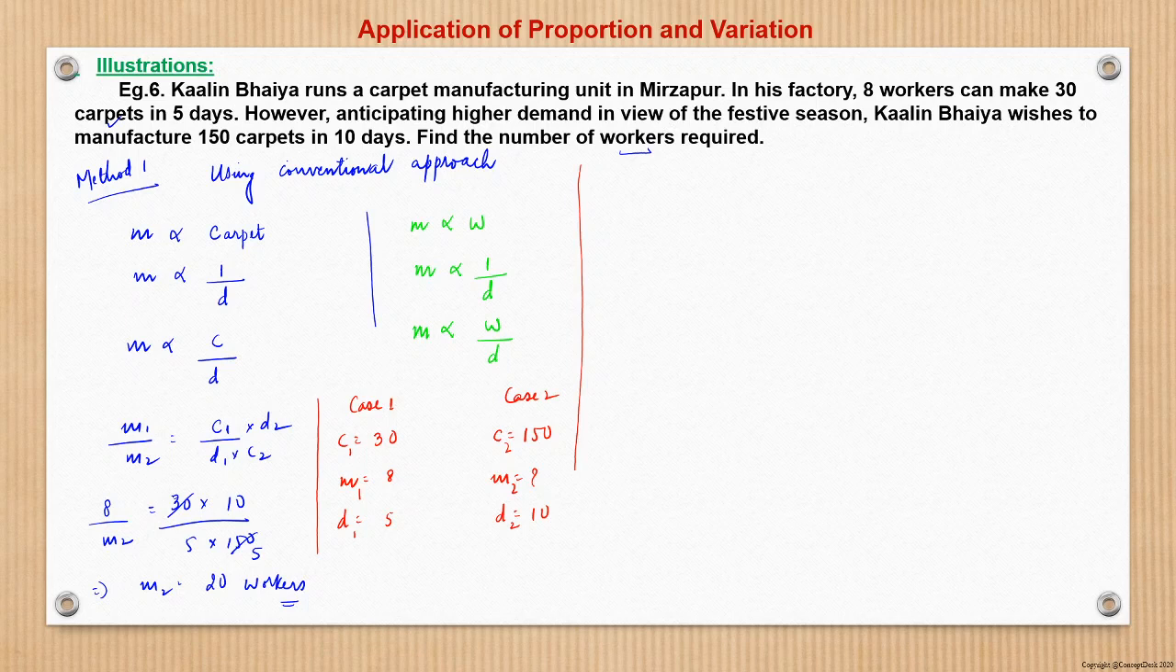This is the approach using the proportion or the variation approach, right? This is also very intuitive, no much concept is required. Now I will solve another method too, that is using the concept of chain rule of proportion.